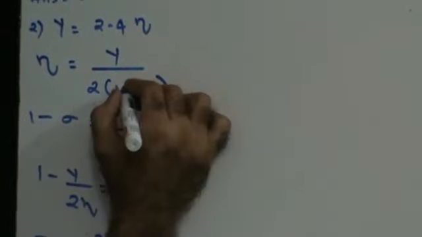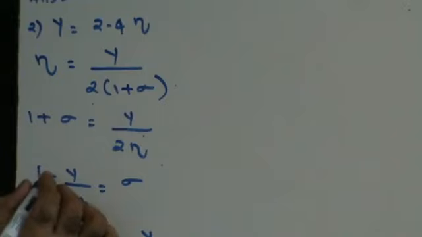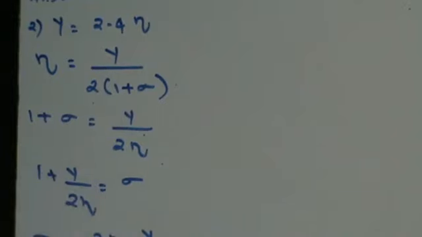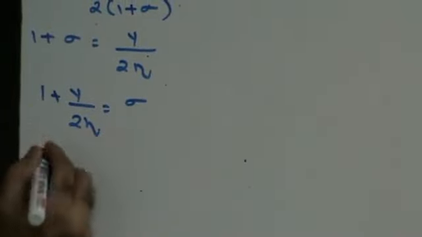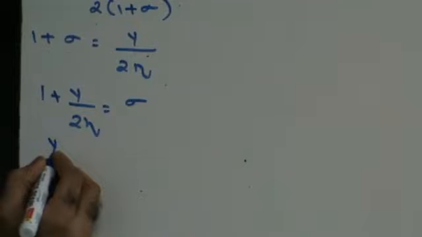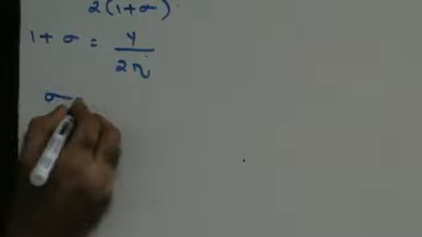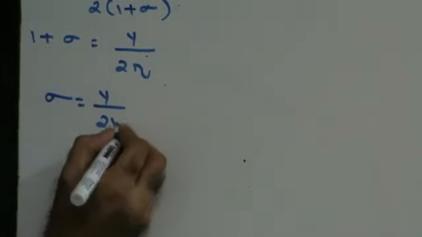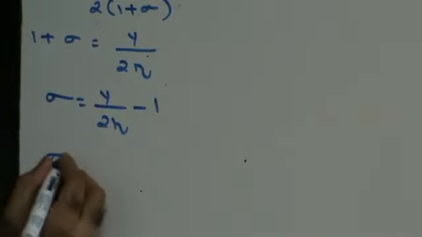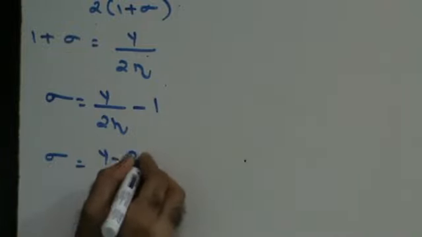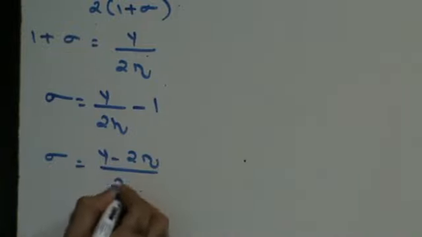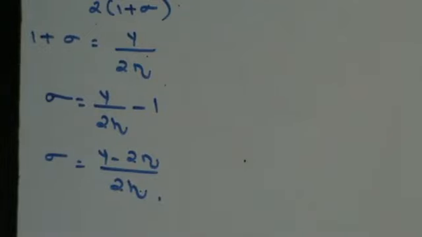Okay, this is not minus, this should be plus, guys. Please make the correction there. So in that case this will be Y, and sigma is equal to Y upon 2n minus 1. Sigma is (Y minus twice n) upon 2n. This will be the formula, guys.